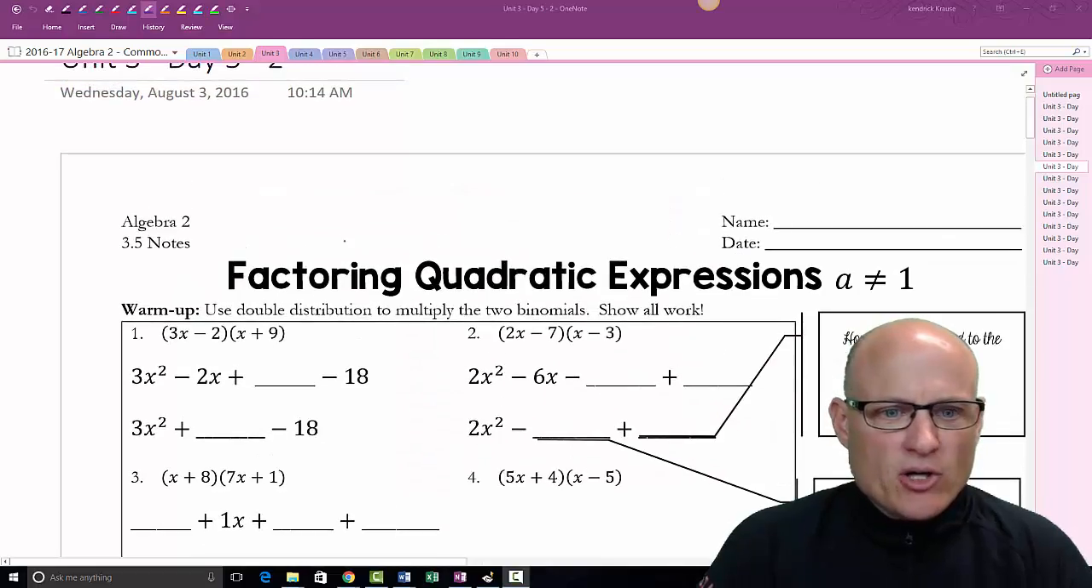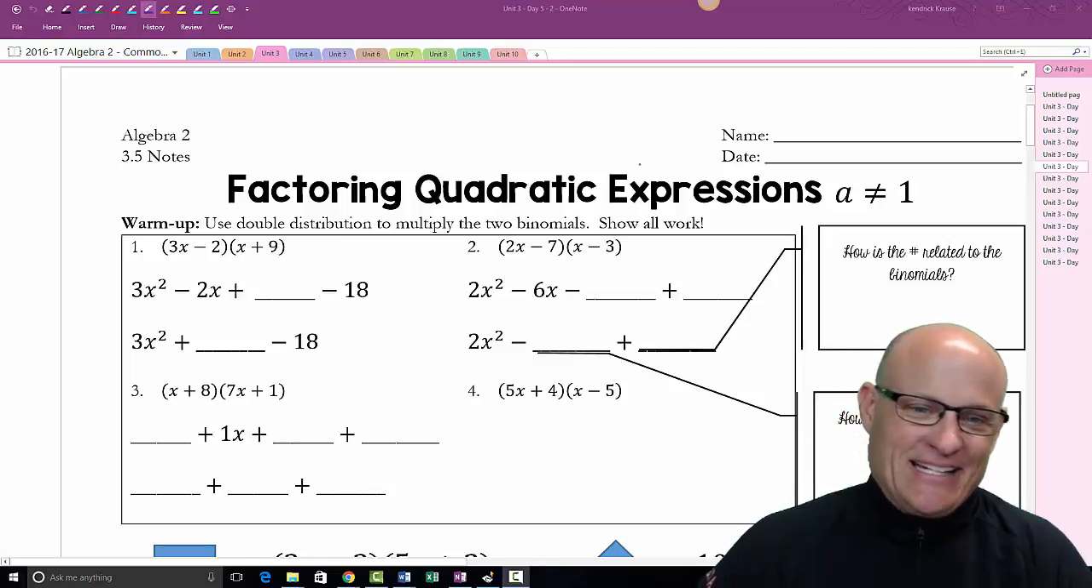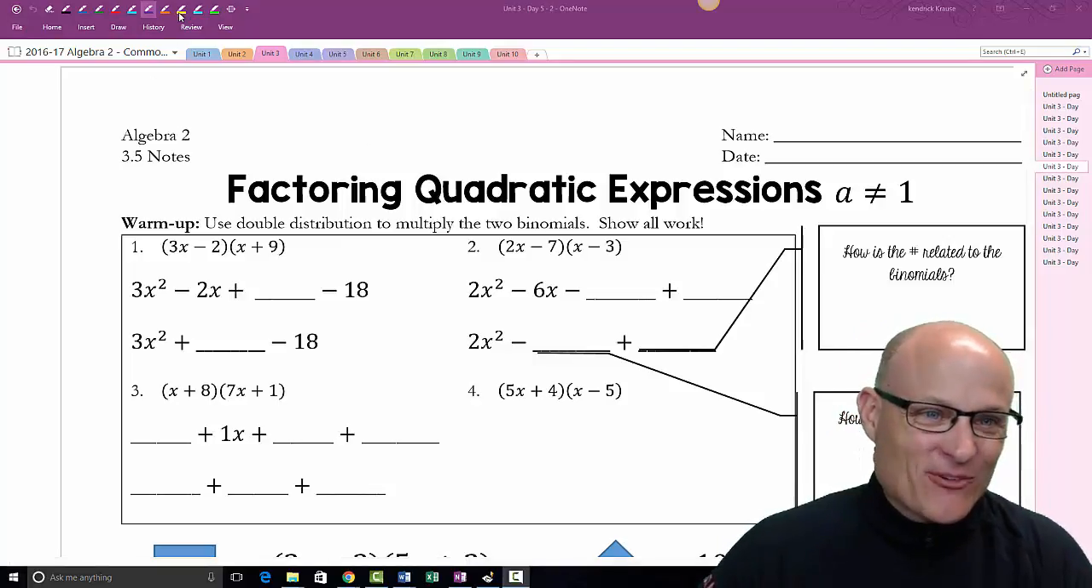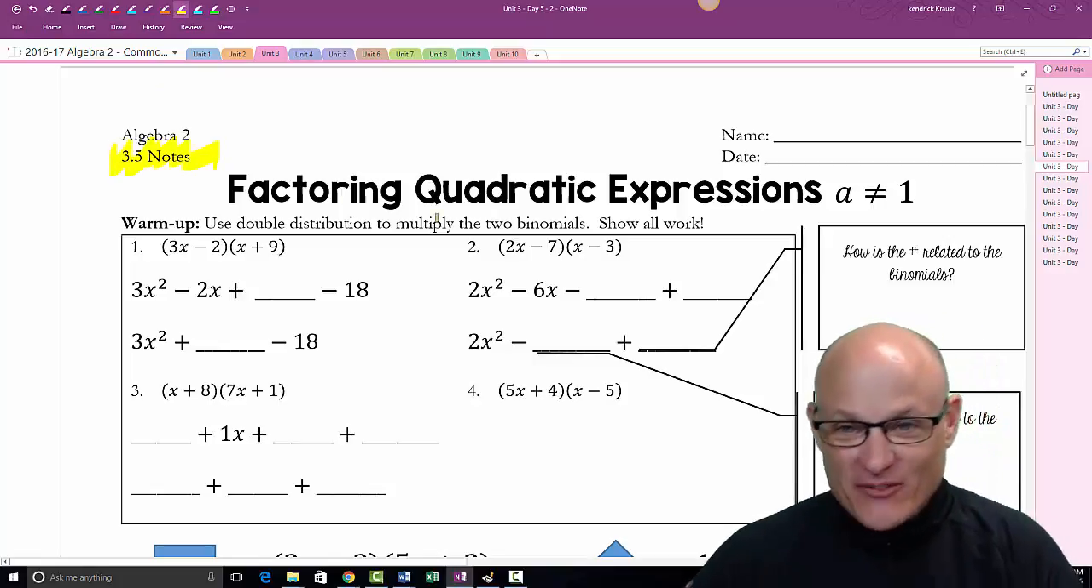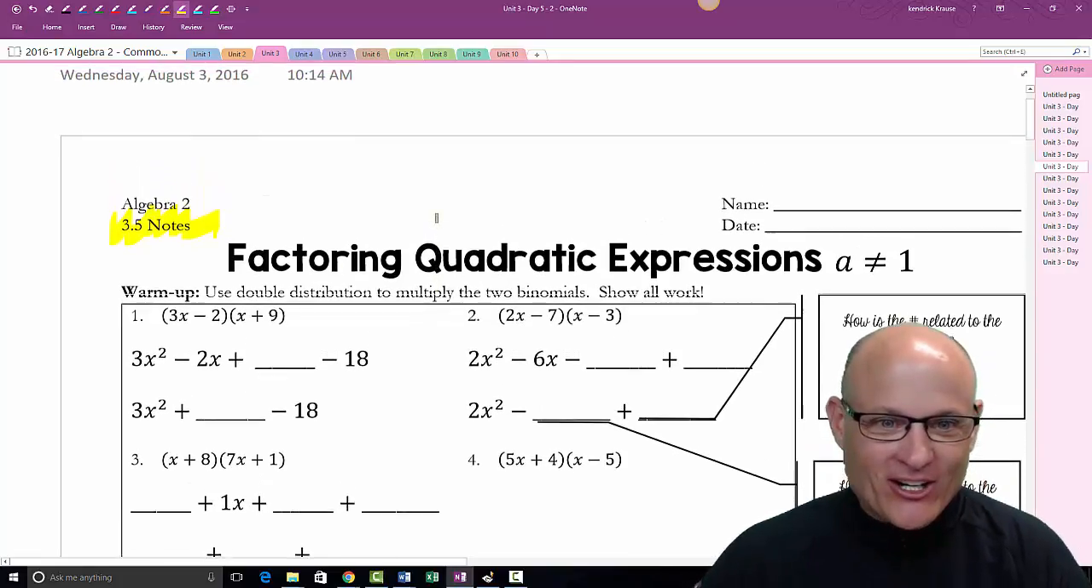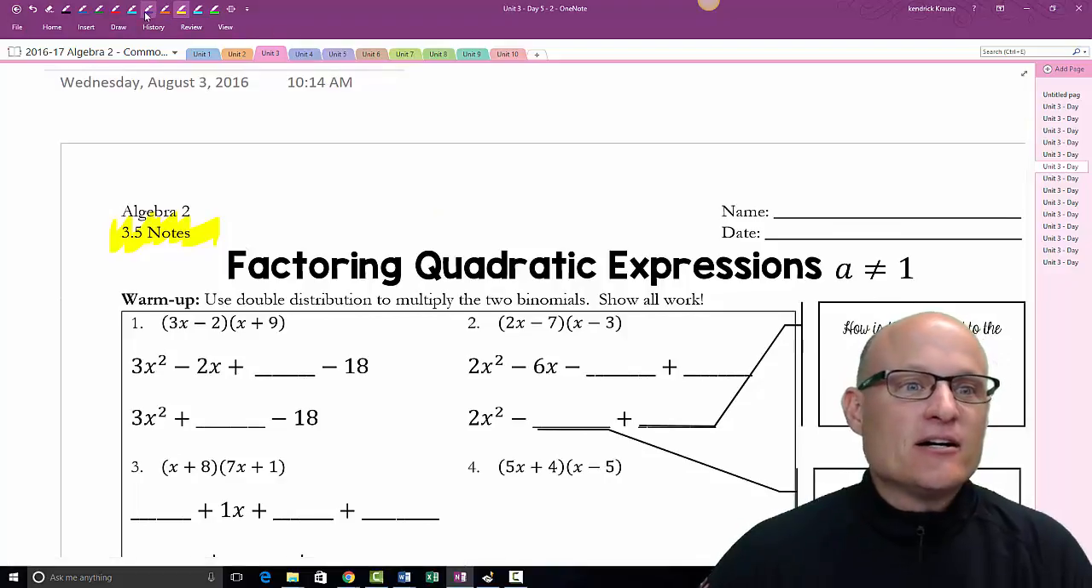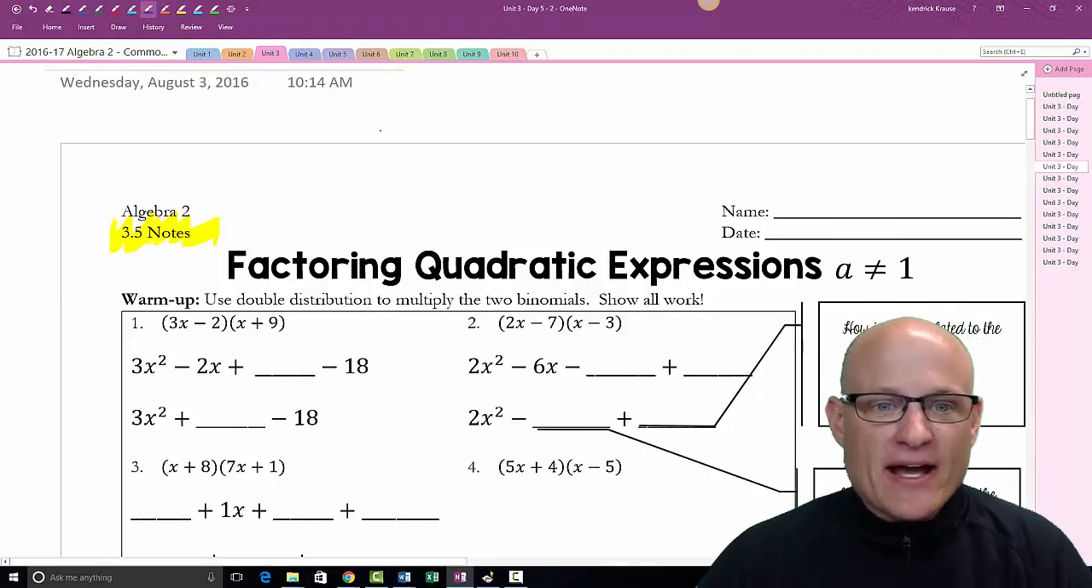All right, kids, here we go. Factoring quadratic equations or quadratic expressions. Oh my God, I love to factor. Factor. So, we're going to factor.